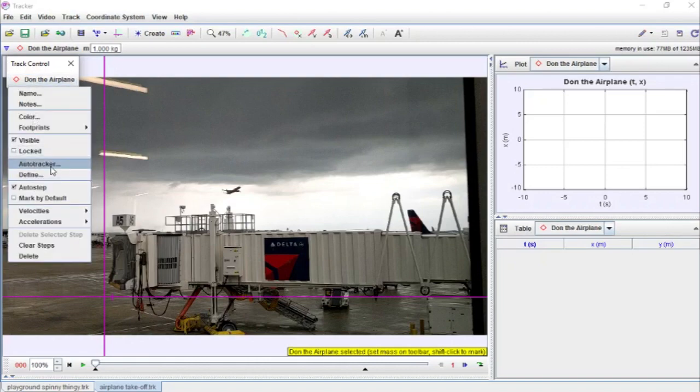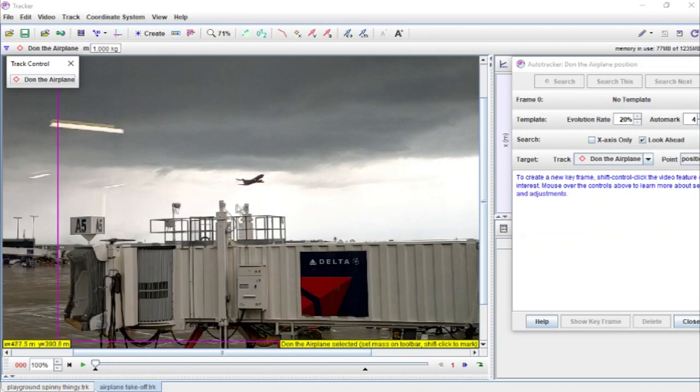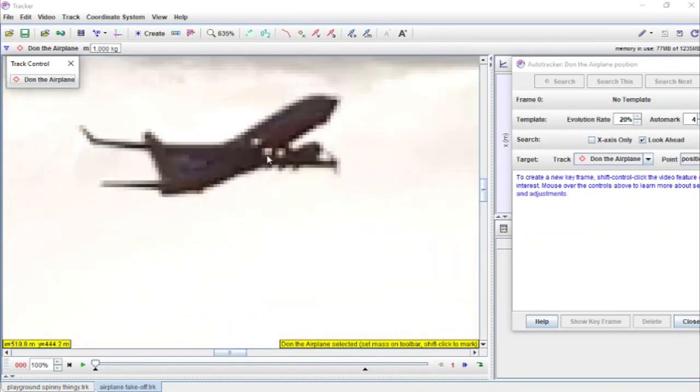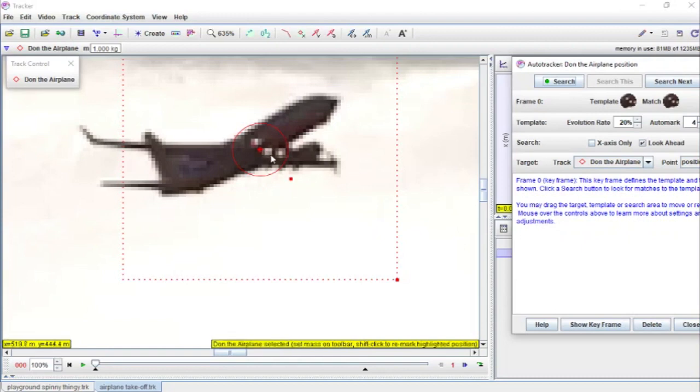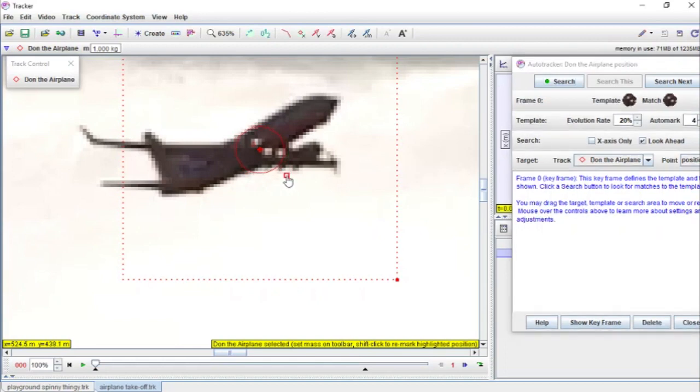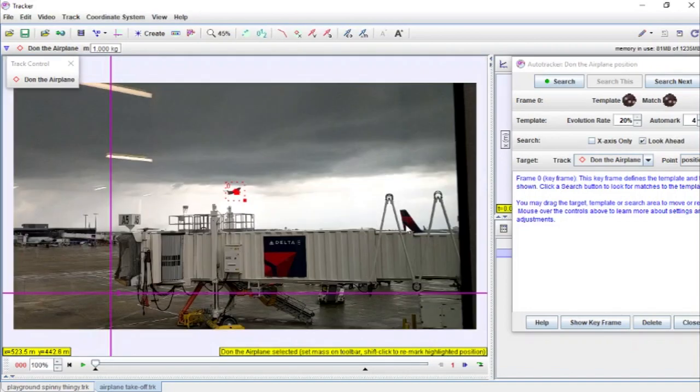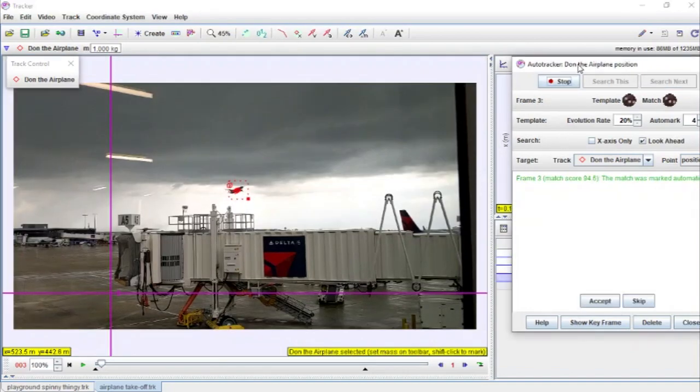So as a recap, I first need to auto track this airplane. Let's try to grab Shift Control click. I need to grab something just on the airplane because this background is going to change because of all these clouds. Let's go ahead and shrink this down a little bit to look for these little lights on the airplane there. And let's click on search.